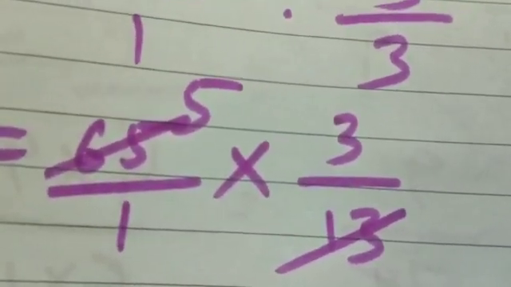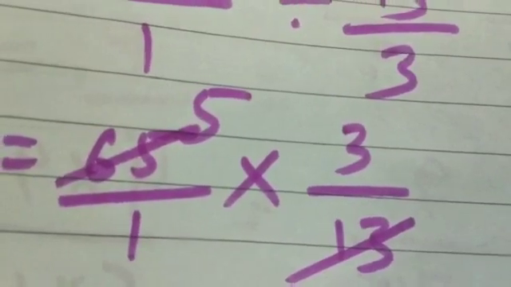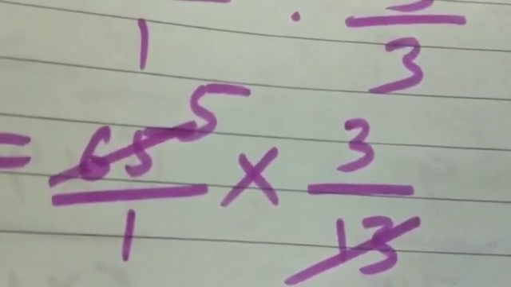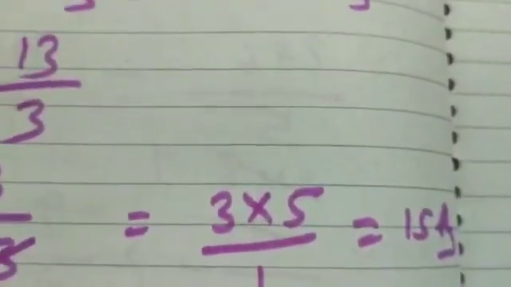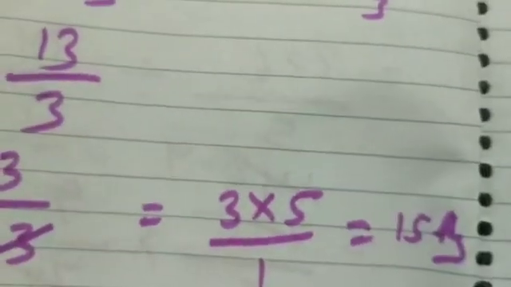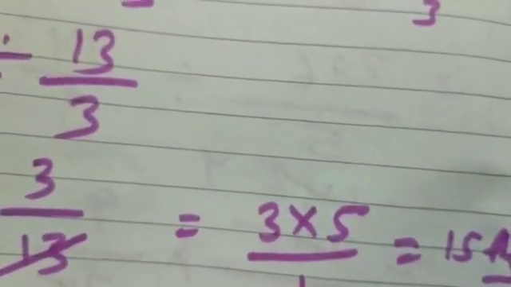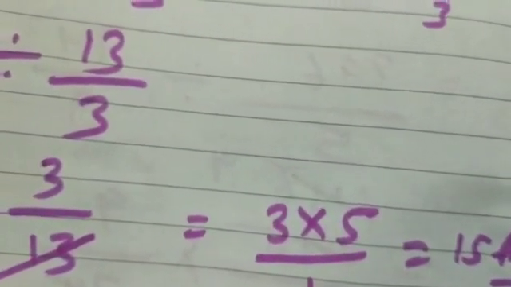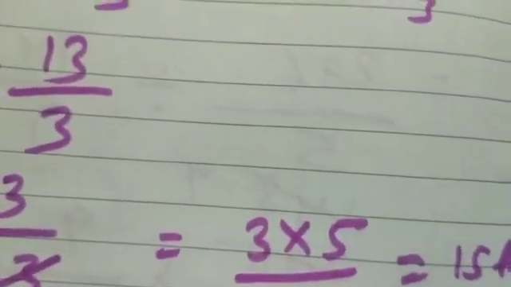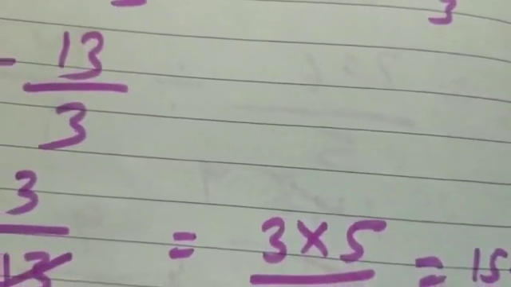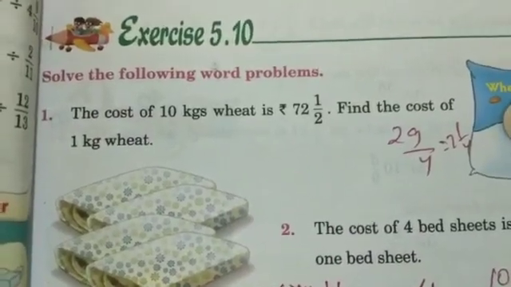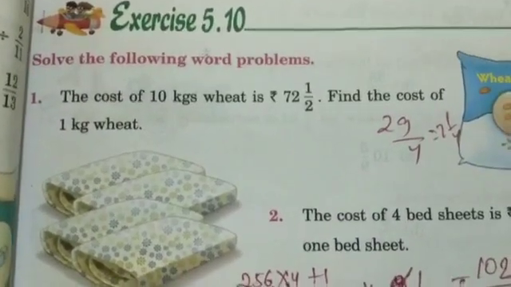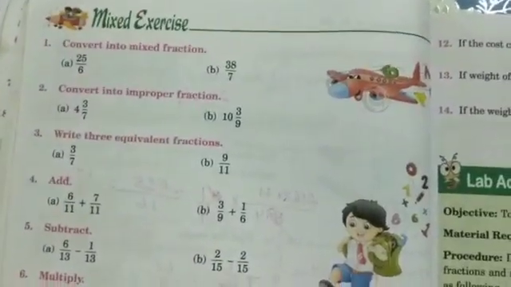So 65, 13 5s are 65. So what we are getting? 5 into 3 by 1 into 1. So that is 15/1, or whole number 15. So what will we write? The number of notebooks Reena got is 15. Okay, like this we will write the answer. So for today's class, read exercise 5.10 in today's class work. The exercise will be your homework.